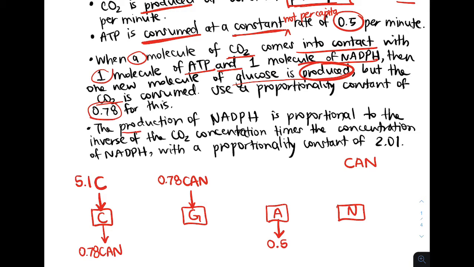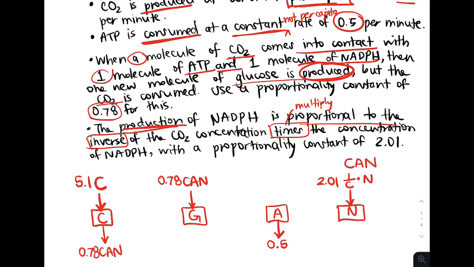The next assumption tells us that the production of NADPH, so immediately I know that there's an arrow going into N because this is the rate at which NADPH is produced or being added to. This is proportional to the inverse of the carbon dioxide concentration. So when something is proportional to another thing, that means that you're going to multiply by whatever the other thing is. So here, it's proportional to the inverse of the carbon dioxide concentration. And inverse is the same as saying the reciprocal of. So we're going to do 1 over C, because that is what the reciprocal of the concentration of carbon dioxide is, and that is what we call the inverse. And since it says that this is times the concentration of NADPH, times is another word for multiply. So you multiply by N, and it's with a proportionality constant of 2.01. So we have 2.01 times 1 over C times N.